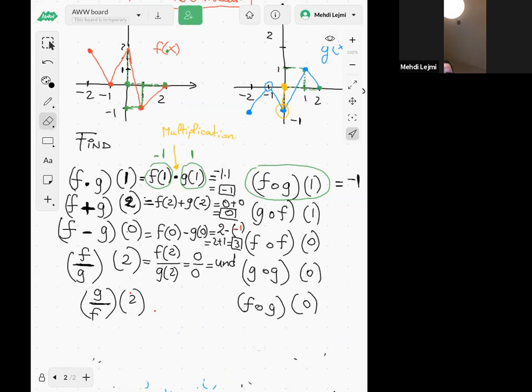So this is g composed g of 0. I'm gonna need space here, so the answer here is undefined. So this is g composed g of 0. Okay, so the answer there is undefined. And the last one, g of 2 over f of 2 here, well, it's again 0 over 0, so the answer is also undefined.